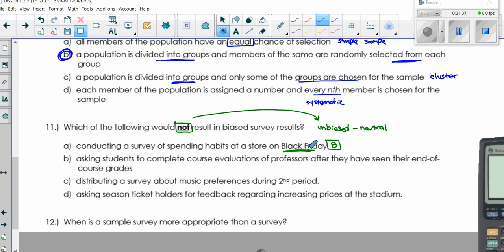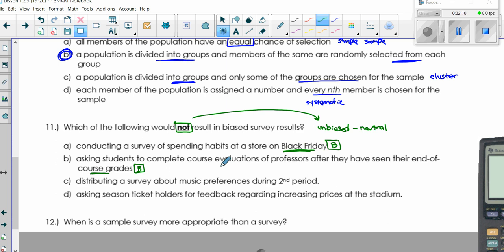The next one says asking students to complete course evaluations of professors after they have seen their end of course grades. This is also biased because if they've already seen their end of course grades, depending on if they got a good grade, they're going to give the professor a good review. And if they get a bad grade, they might give the professor a bad review. So that's a biased answer. If they didn't know their course grades yet and then had to do the course evaluations, that would be unbiased.